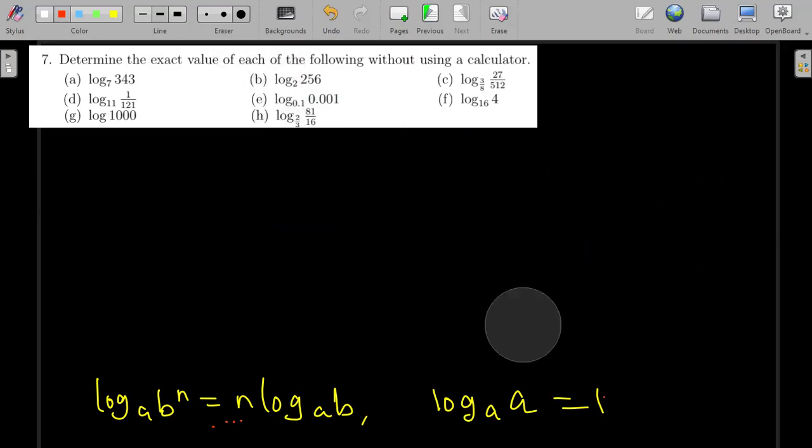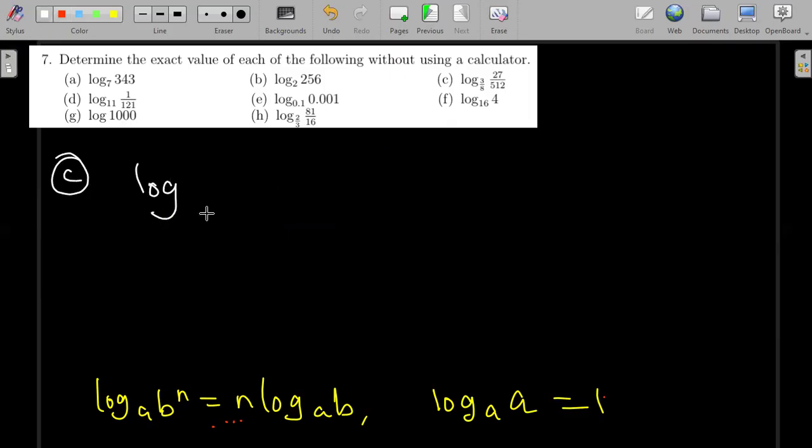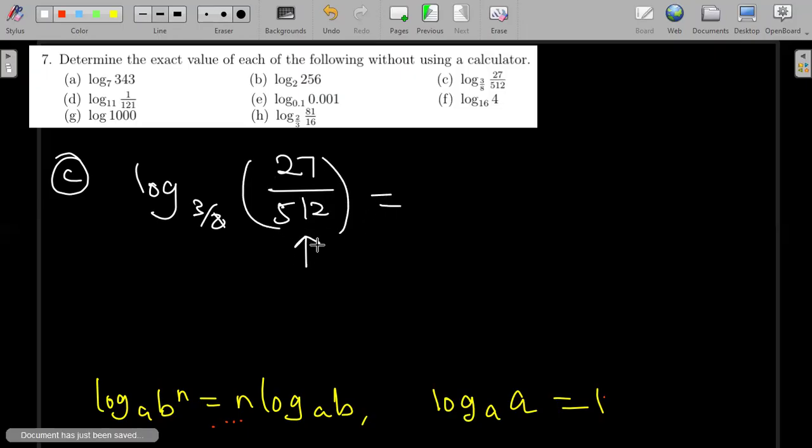Okay, let's look at C. So we're still using the same property. So C, look at what we have now. We have log of base 3 over 8 and then 27 over 512. So here, we just want to express this as 3 over 8 to the power something, because the base there is 3 over 8. So 27 in terms of these 3 here. 27 is the same as what? Okay, so 27 is the same as 3 to the power 3. So that's how I'm going to write this 27 here.